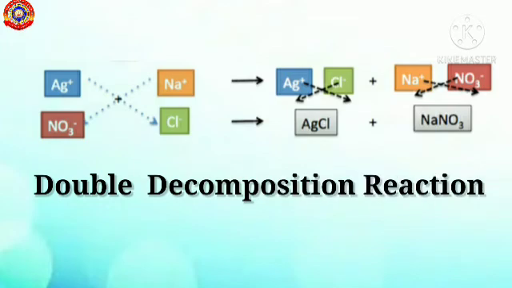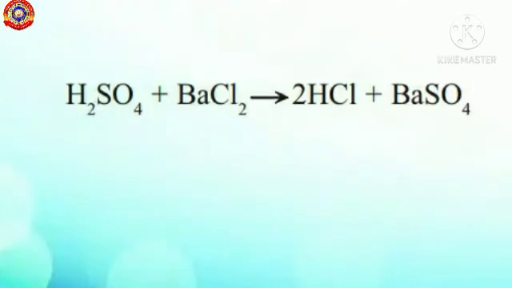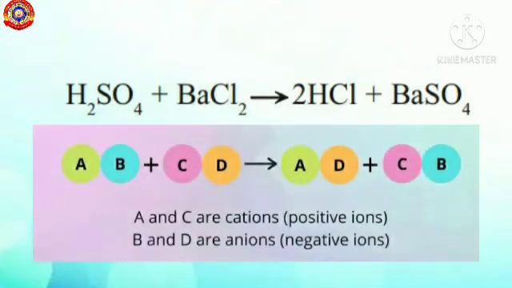Let's see what this reaction is. Double decomposition is a reaction in which two compounds, when react with each other, interchange their ions to form two new compounds. Let us see an example. H2SO4 plus BaCl2 gives 2HCl plus BaSO4. Here you can see both the reactants interchange their ions with each other. This type of reactions are called a double decomposition reaction.